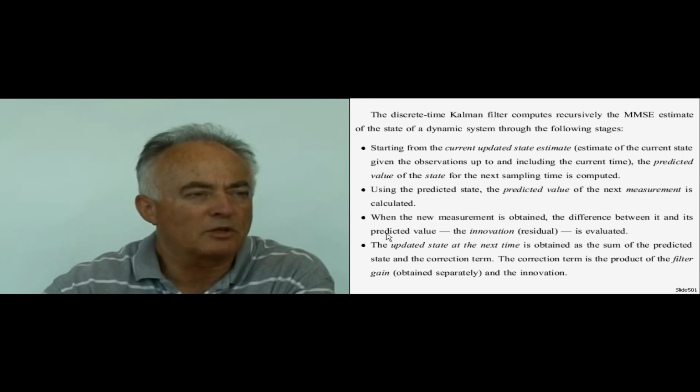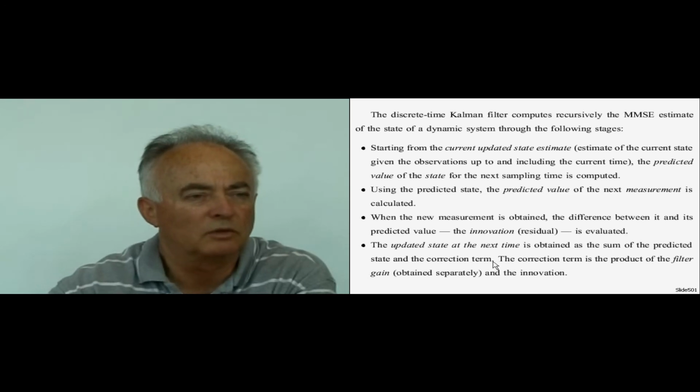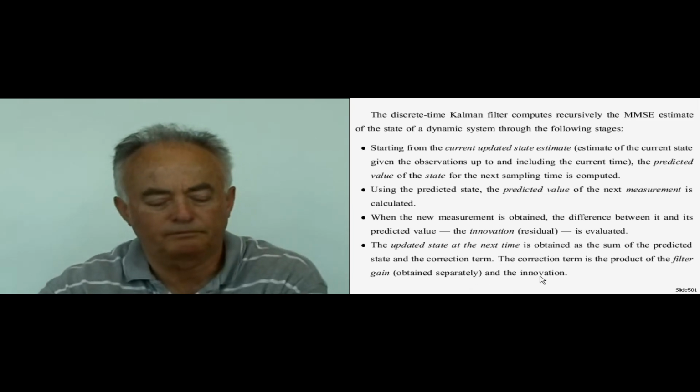Then the updated state at the next time will be obtained as the sum of the predicted state and the correction term. And the correction term is the product of the filter gain, which you obtain separately from covariance calculations, and the innovation, or the residual.